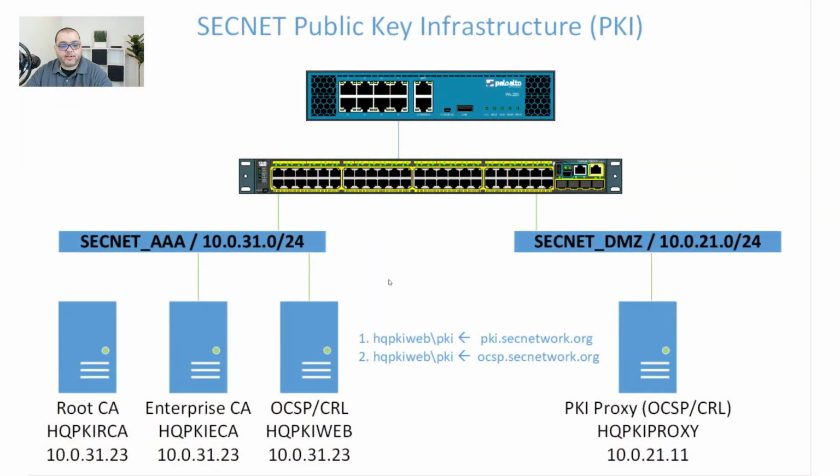So in the last video, I built out the PKI proxy. This was a reverse proxy that will point requests for OCSP and CRL to the internal HQ PKI web server, which I am deploying today. So let's jump in and begin building this out.